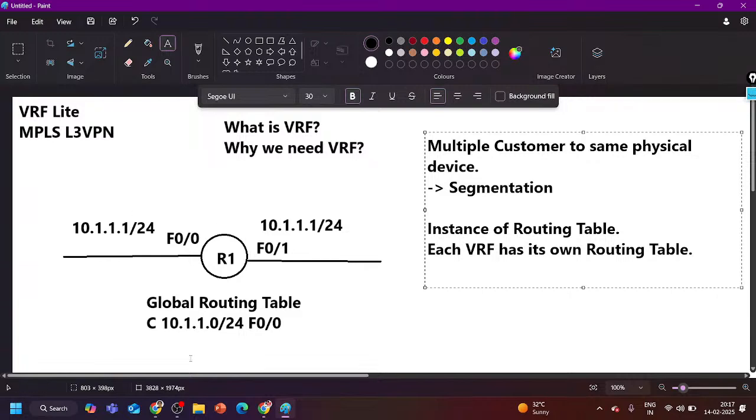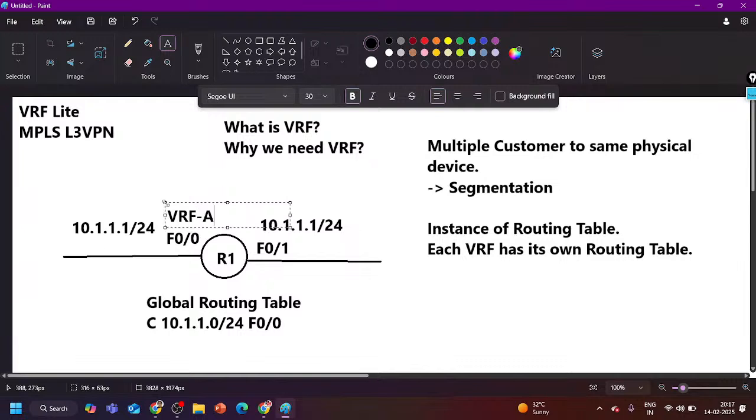So after the VRF, can I configure the same IP address on two interfaces of a router? Yes. For example, on router number 1, now I have two VRFs, VRF A and VRF B. This interface is a part of VRF A, this interface is a part of VRF B. First of all, you will create the VRF and then you will assign the interface to that VRF.